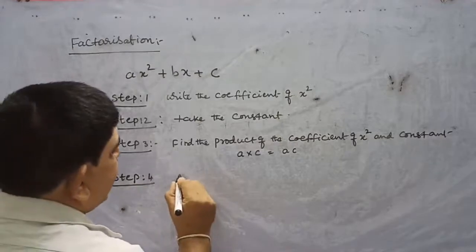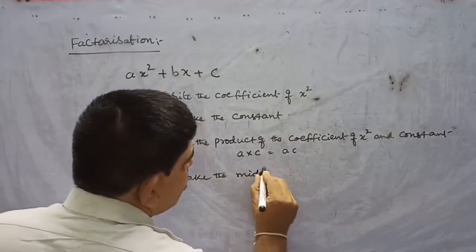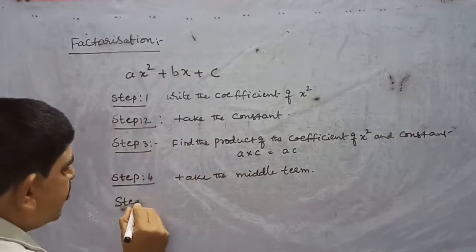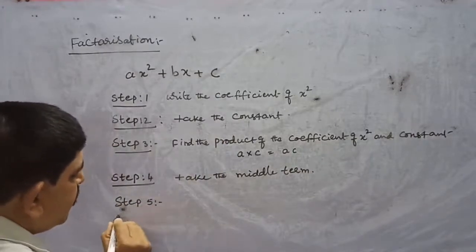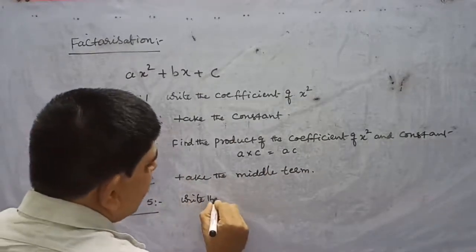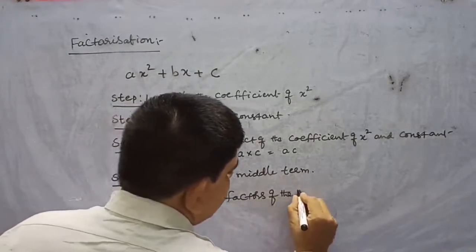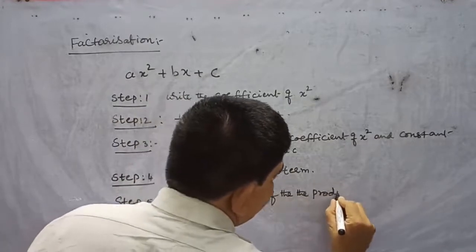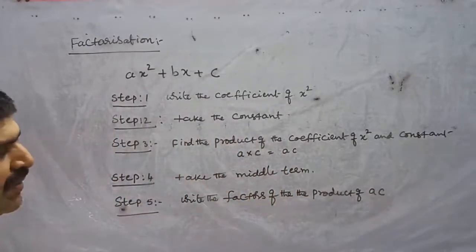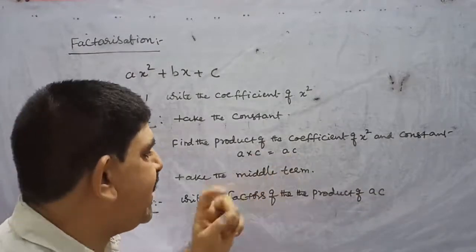Next, step 4. Take the middle term. Next, step 5. What is step 5? Write the factors of the product of AC. Okay, write the factors of the product of AC. So we have to find the factors for this AC.